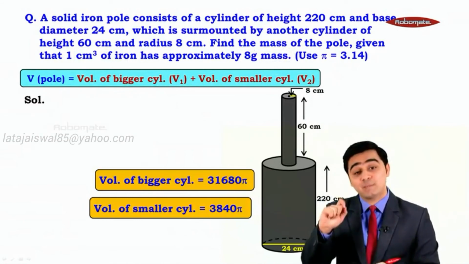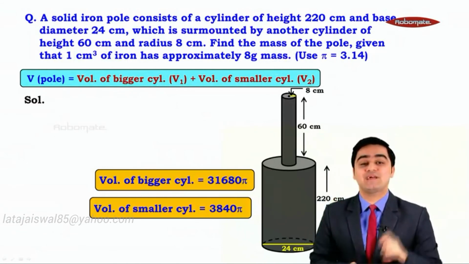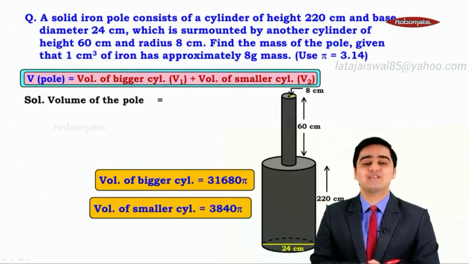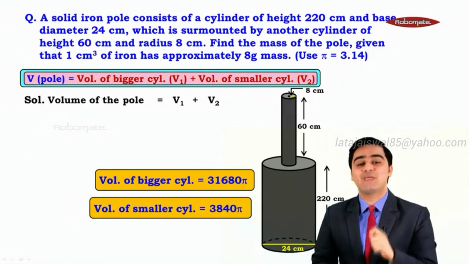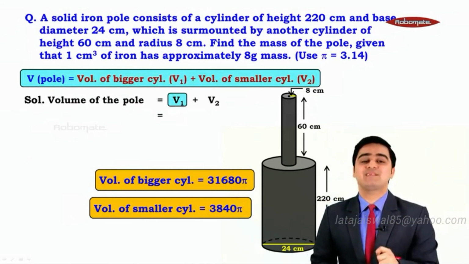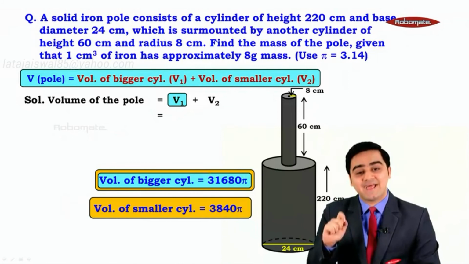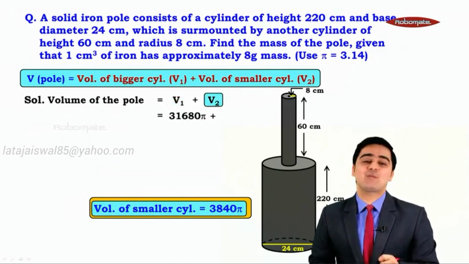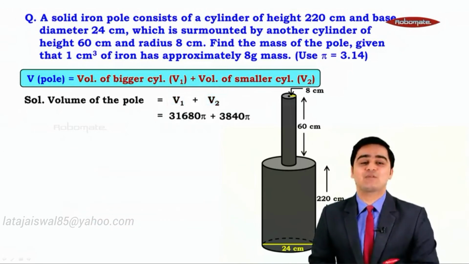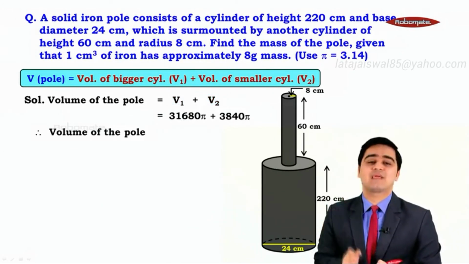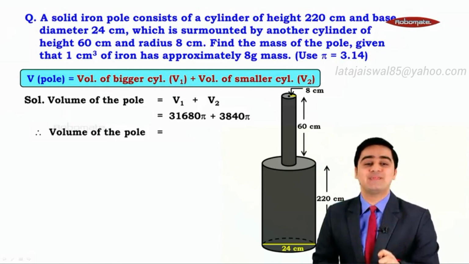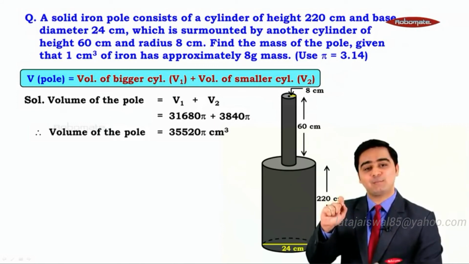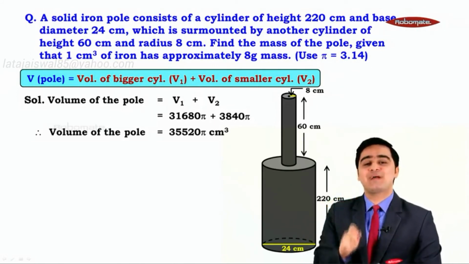Now if we have the volume of the bigger cylinder and the volume of the smaller cylinder, let us calculate the volume of the pole. The volume of the pole is equal to V1 plus V2, where V1 represents the volume of the bigger cylinder, which is 31680 pi, and V2 represents the volume of the smaller cylinder, which is 3840 pi. If we add 31680 pi and 3840 pi, the answer is 35520 pi. Therefore the volume of the pole is 35520 pi centimeter cube.